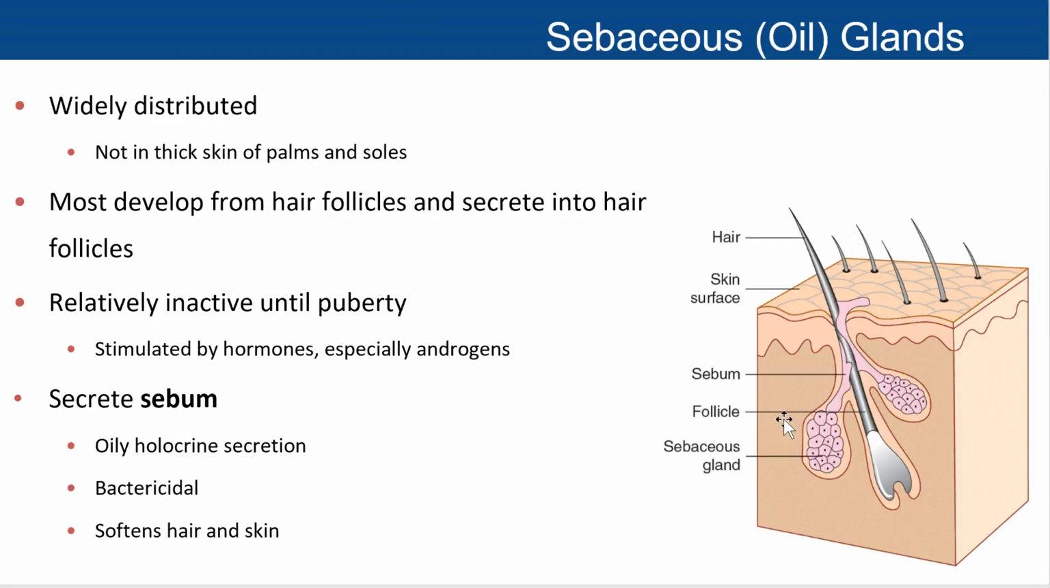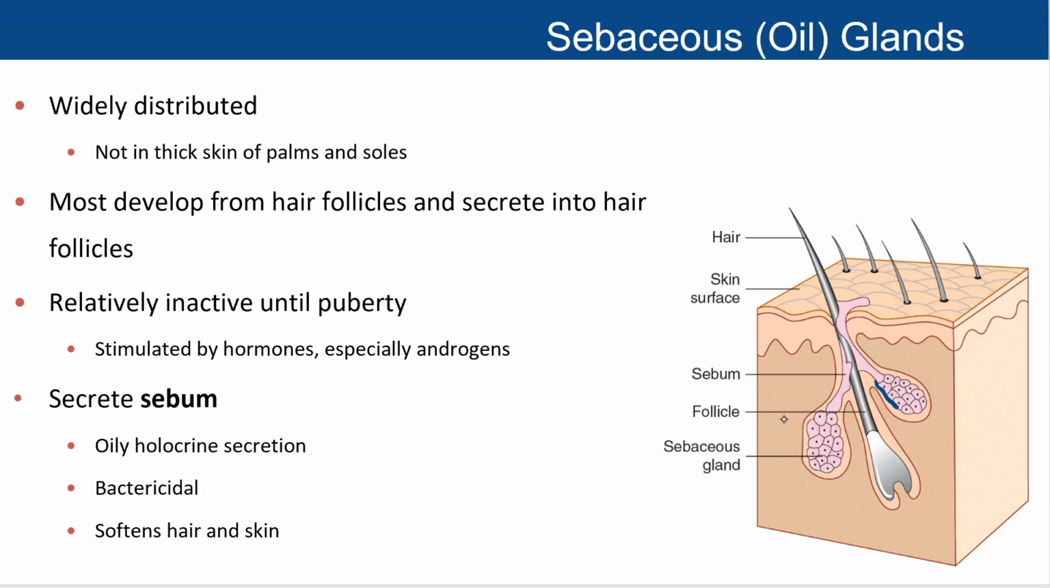Sebaceous gland is another accessory structure which we can find in the dermis layer of our skin. It's widely distributed, but we cannot find them in the thick skin of palms and soles. So these are the oil secreting glands of your body that are found in the dermis of most of our skin, except in thick skin of the palms of the hands and soles of the feet. They usually open up into the hair follicle.